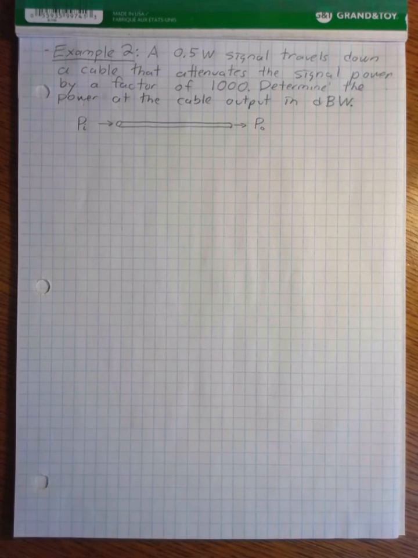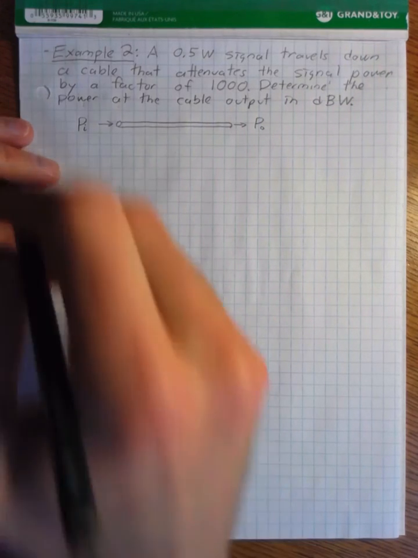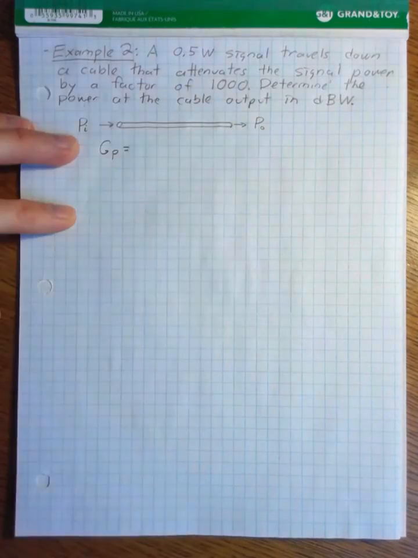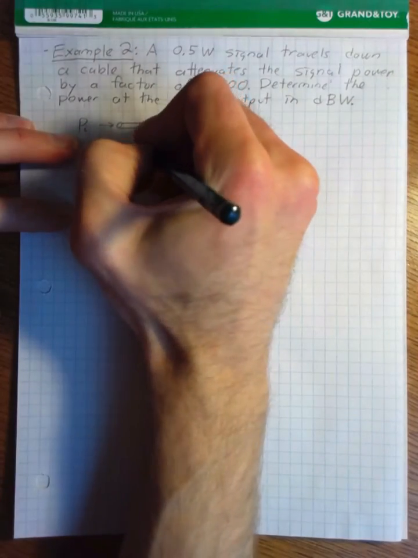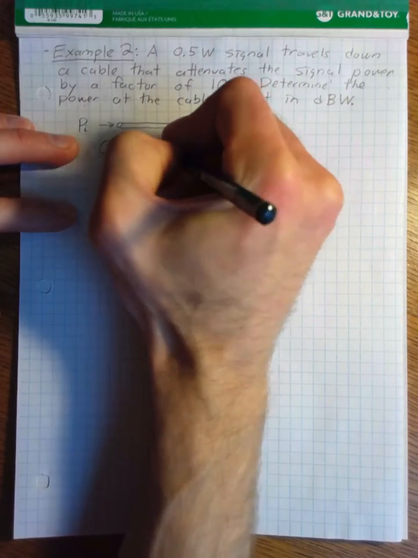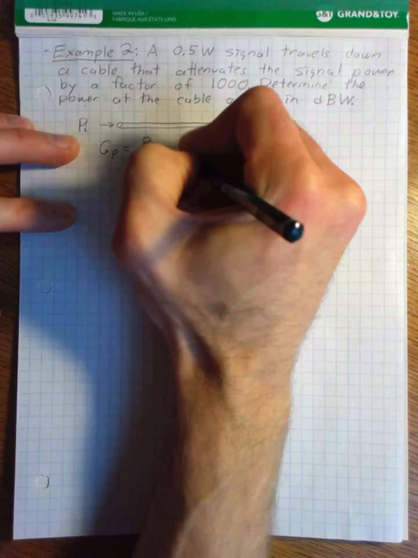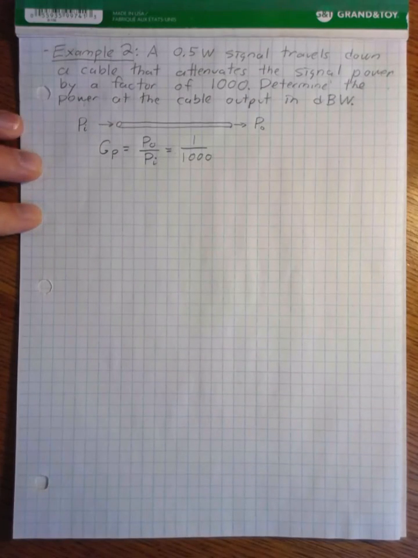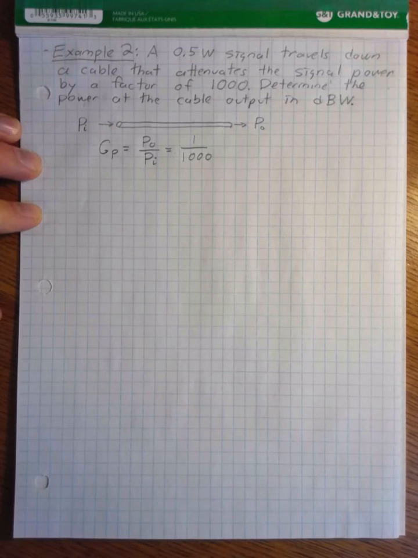Anyway, for this example, I want to do the same sort of procedure as the previous one. We're going to do it in the linear domain, and then we're going to do it using decibels. In this case, our power gain has the same definition as for the amplifier. It's our output power divided by our input power. But in this case, it's 1 over 1,000. So our power gain is less than 1 because we're attenuating our signal rather than amplifying it.